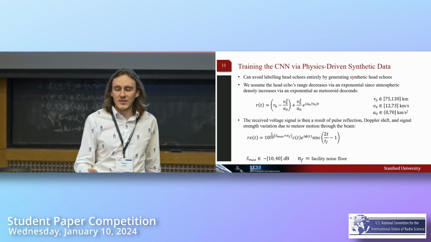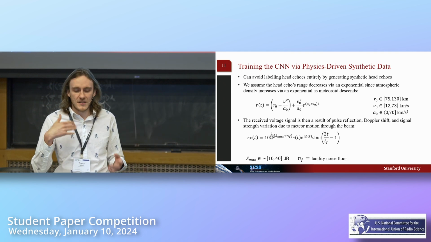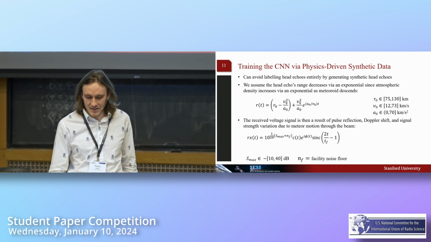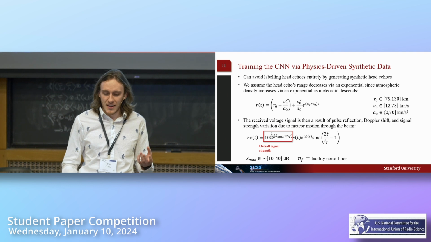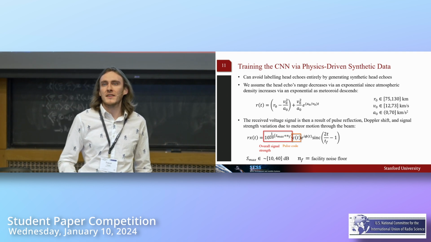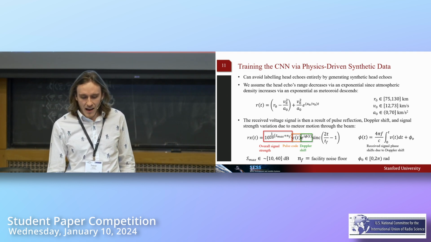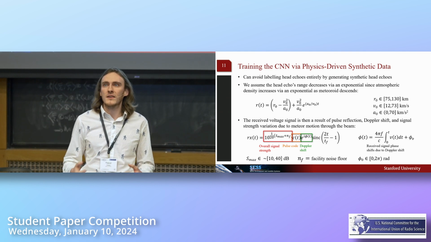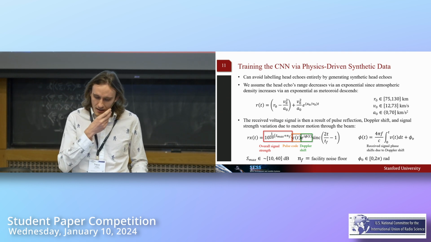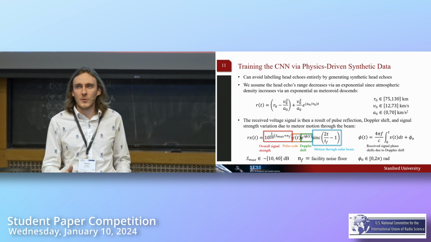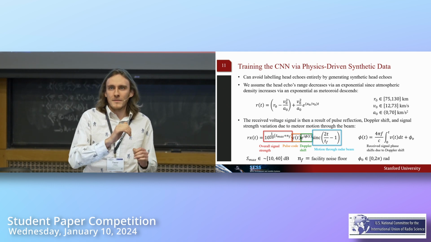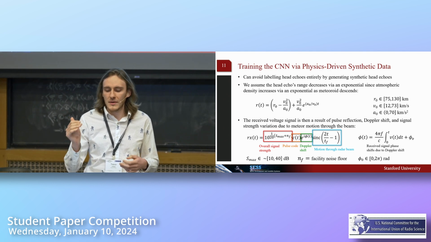The received voltage signal will be a result of multiple physical factors that you get with the reflection. The first term here is just the overall signal strength. How bright is the head echo? Then you have your pulse code, obviously, because it's being reflected. Then you'll have a Doppler shift because it's moving towards the facility. And then there will be a term due to motion through the radar beam. So it'll start off dim, then get brighter, and then presumably get dim again.